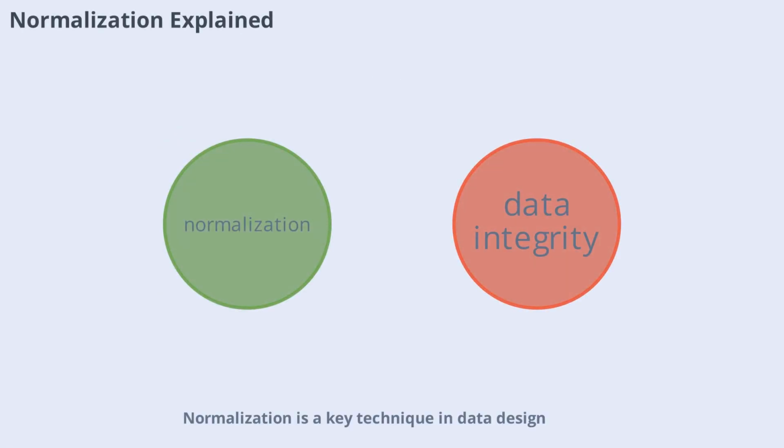Normalization is a key technique in data design that helps eliminate redundancy and improve data integrity. By organizing data into related tables and defining clear relationships, normalization ensures that each piece of information is stored only once. This makes updates easier and reduces the risk of inconsistencies. While normalization can make databases more complex, it's essential for maintaining clean, reliable data.